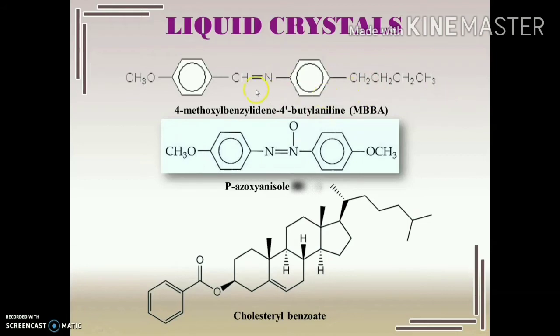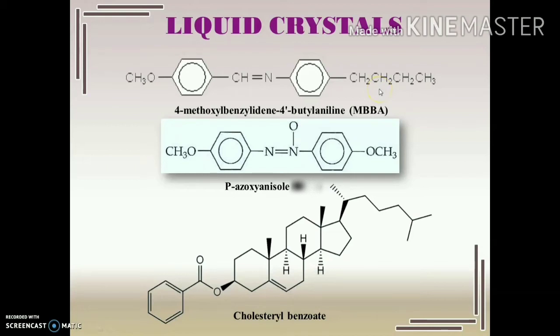So butyl aniline is a benzene ring with a butyl chain and the nitrogen of aniline, which is bonded to another group on this side. So that makes 4-MBBA, 4-methoxybenzylidene-4-butyl aniline.